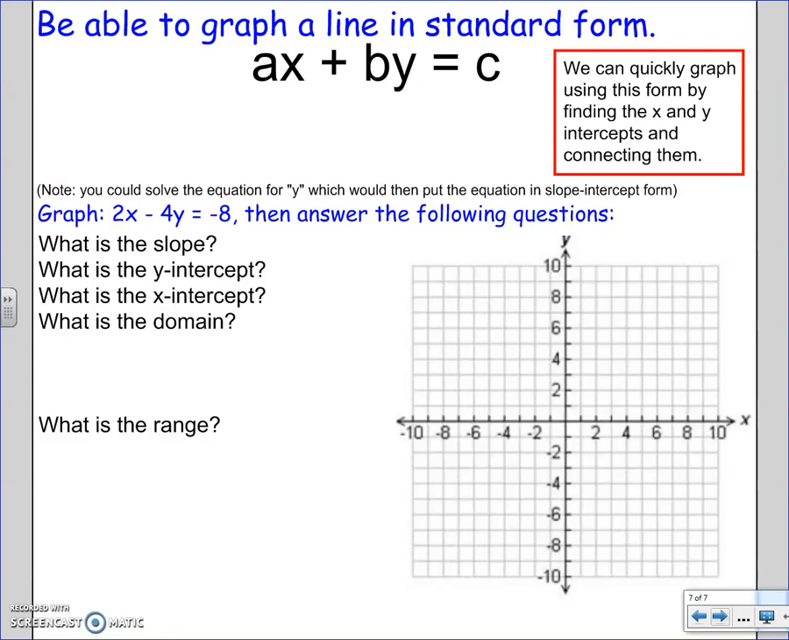Here's how we do it. We have the problem 2x minus 4y equals -8. To find the y-intercept, every y-intercept has one thing in common. The y-intercept could be (0, 9), or (0, 0), or (0, 4), or (0, -5). But the thing is, x has to be 0. We're going to plug in 0 for x. 2 times 0 is 0. All we have left is -4y equals -8.